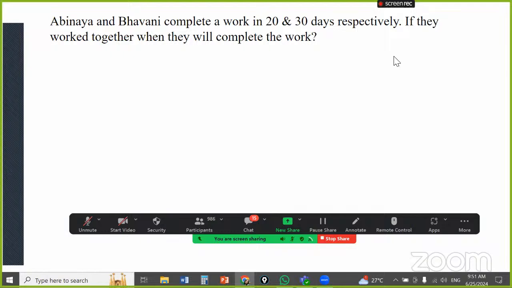Okay. So we have here these two persons, Abhinaya and then Bhavani. They complete a work in 20 and 30 days respectively if they work separately. They have given together, A plus B together. In how many days will they complete it? This is a simple one. I think you can try this.